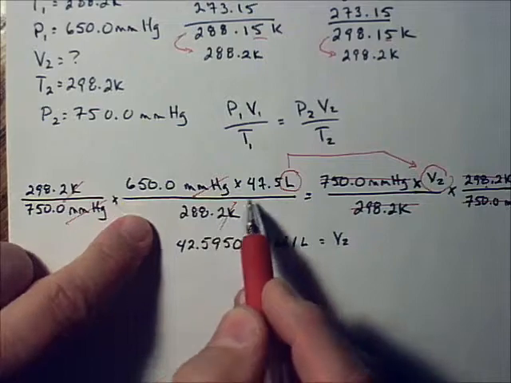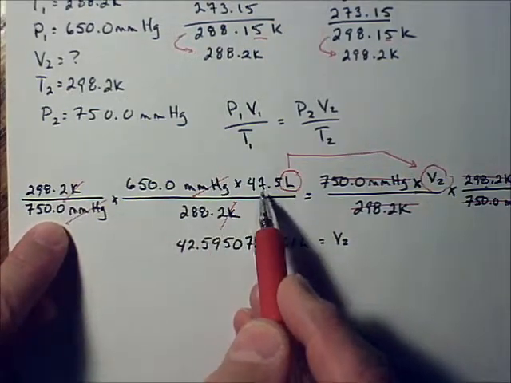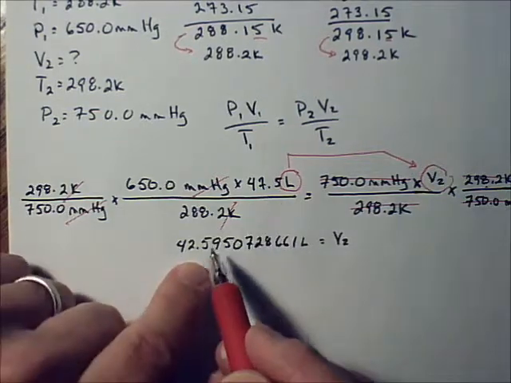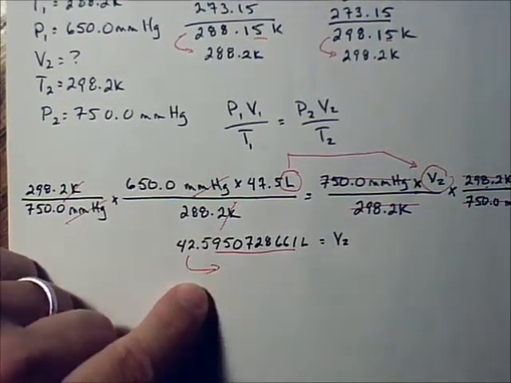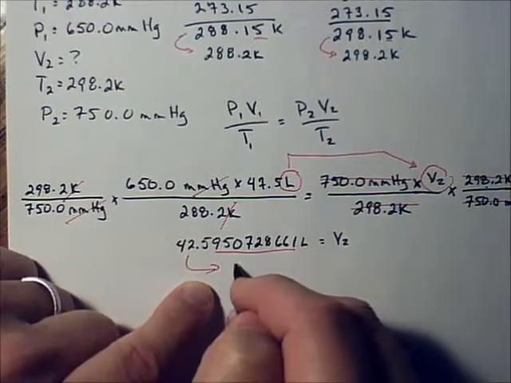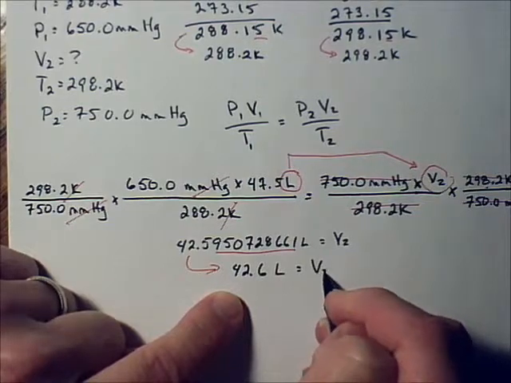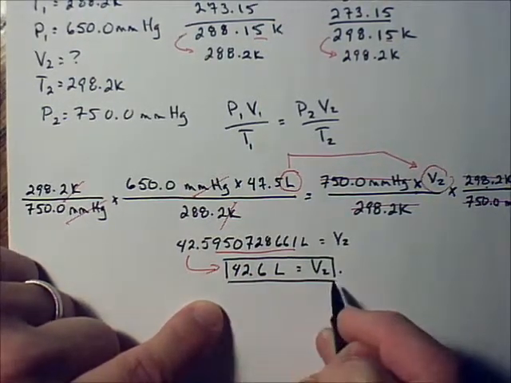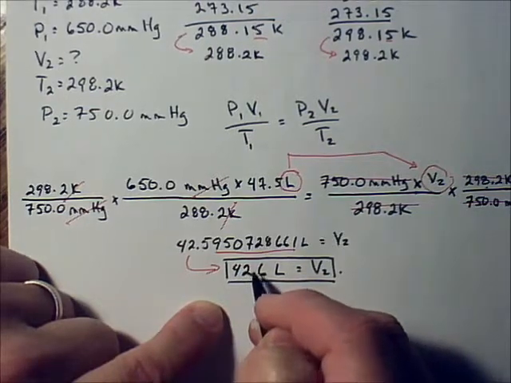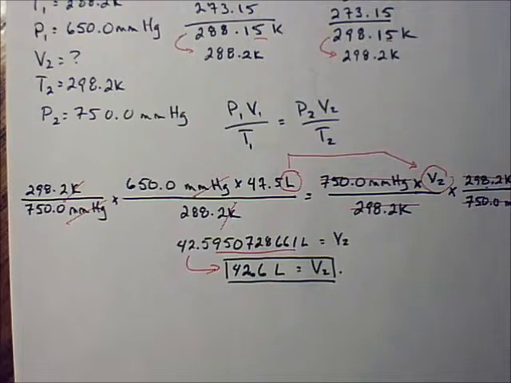All right, so looking at all our numbers over here, all our measured and calculated numbers, this one has the least digits. 3 digits. I want 3 digits as my answer. Round it off, and I get 42.6 liters equals V2.